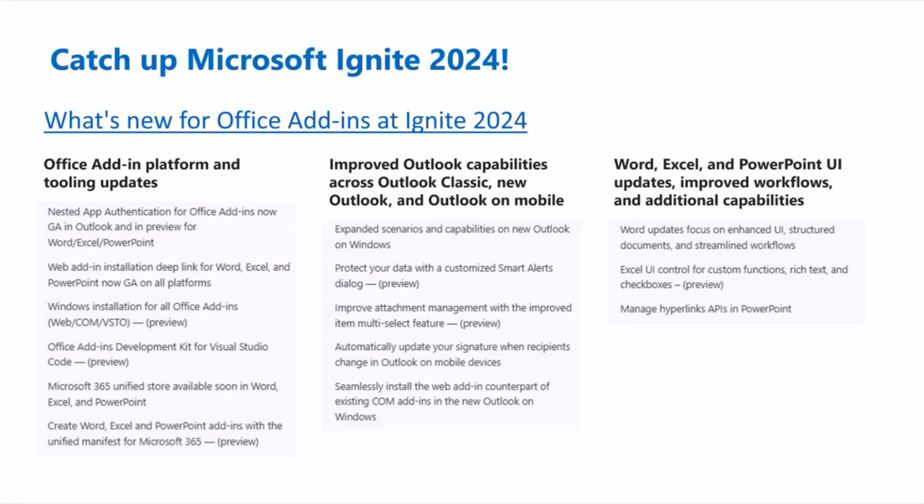All right, so for the first section, we would like to have a short catch-up of the Microsoft Ignite event in November. And if you have not checked the blog for the What's New for Office Add-ins at Ignite, you can check out this link. I also sent the link in chat. In this blog, we cover the new updates for Office Add-in platforms and tooling updates, and also the Outlook updates, and also the Word, Excel, and PowerPoint updates there. For most of the topics, they are already covered in previous community calls, but here is a catalog that you can save and check for the recent updates.